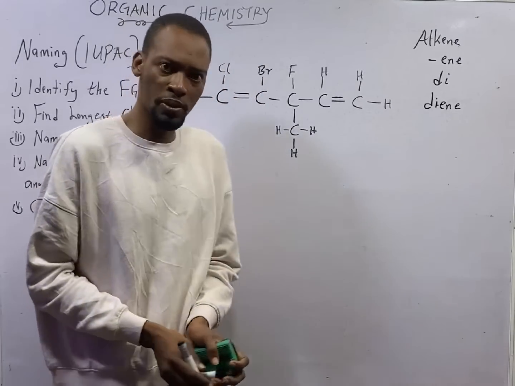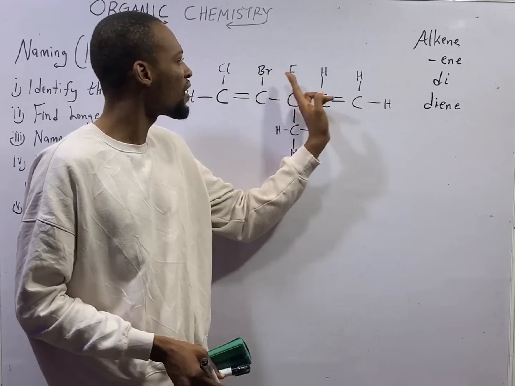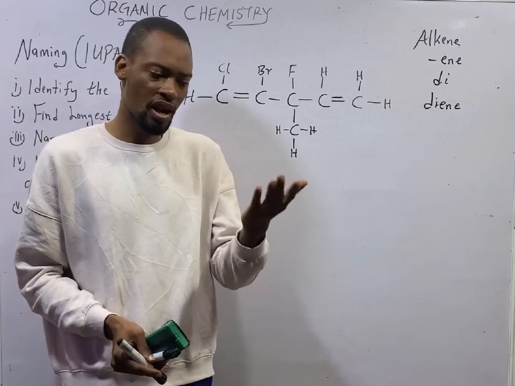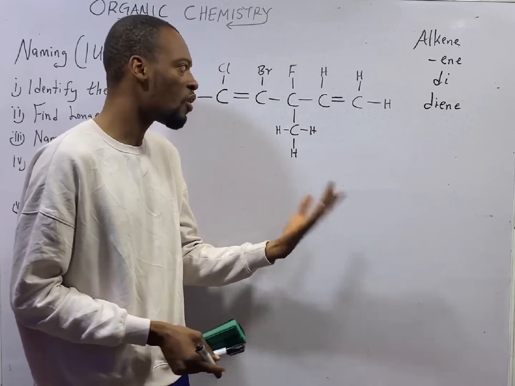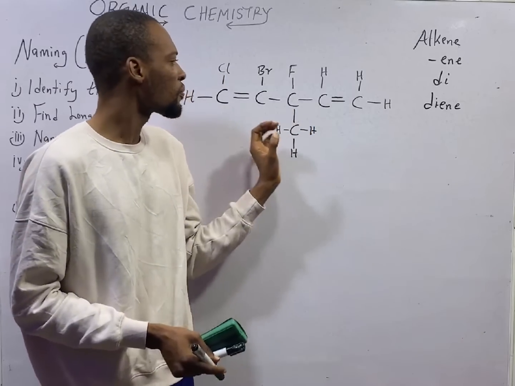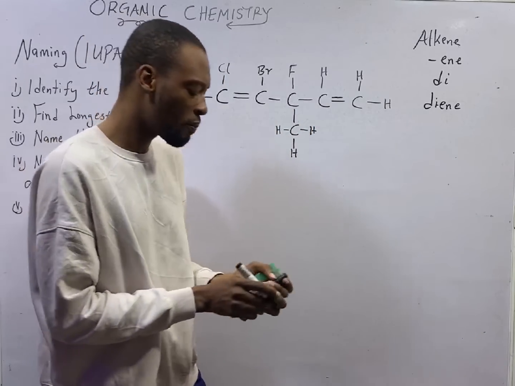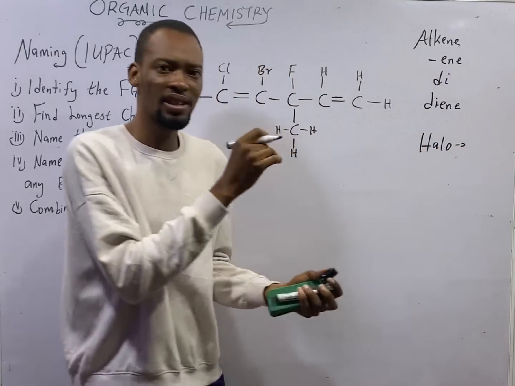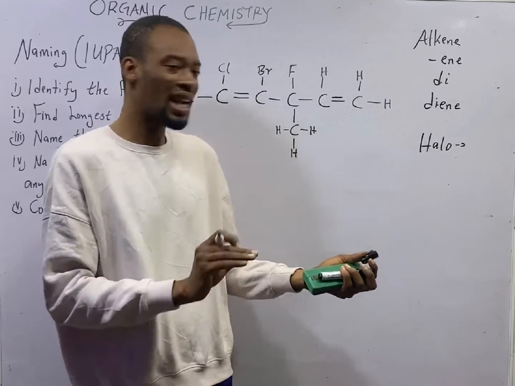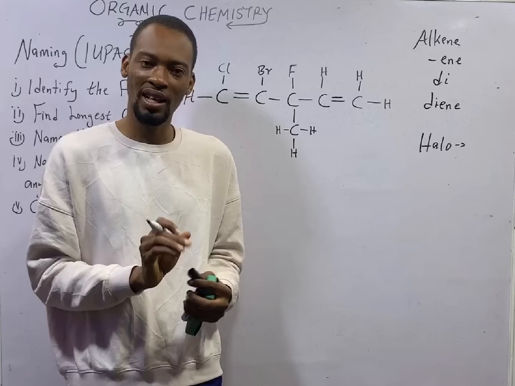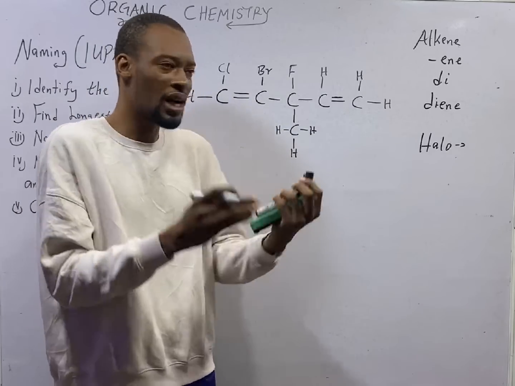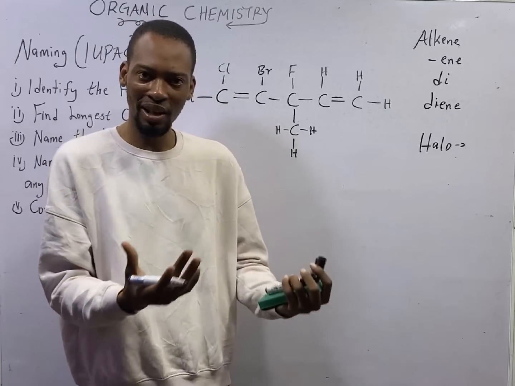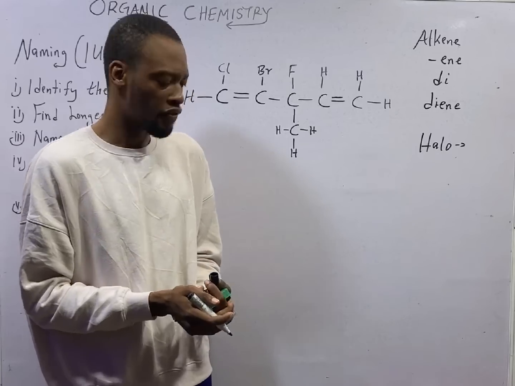Something else you will observe in this compound is the presence of the halogen family. When any member of the halogen, either bromine, fluorine, chlorine, or iodine, is added to a compound, we call that compound halo. So, if the halogen family is added, either one or more than one, to an alkane, we say that is haloalkanes. If it is added to alkenes, haloalkenes. Added to alkynes, haloalkynes. That is it for you.